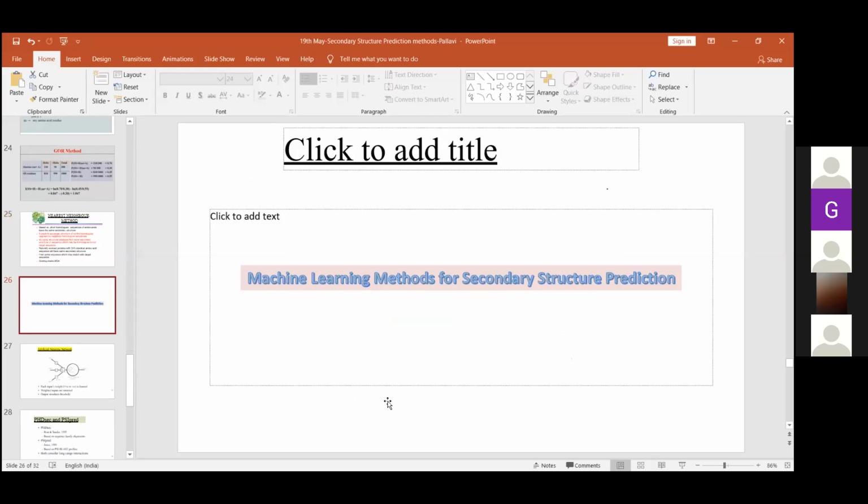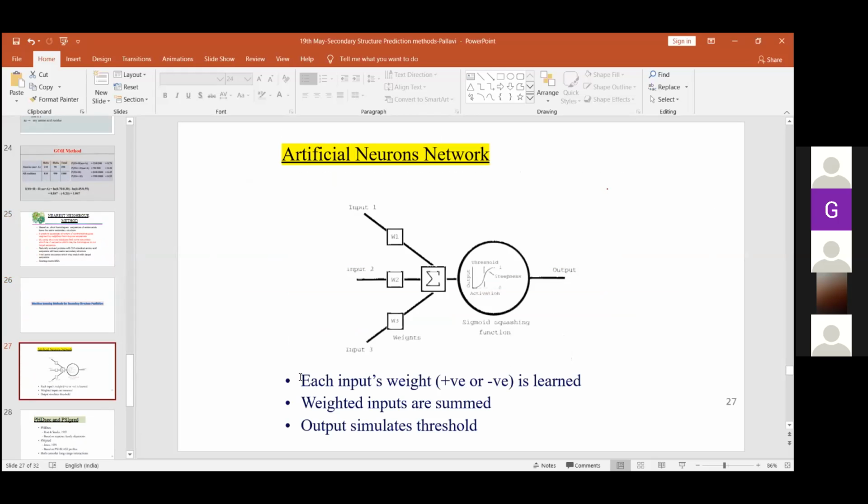Nowadays, what we use is machine learning methods for secondary structure prediction. And in machine learning, I will not go much into detail because it's a complete course in itself. So we use artificial neural networks here. Hidden Markov model is also used. Support vector machines are also used, but I will only cover one topic, which is artificial neural network.